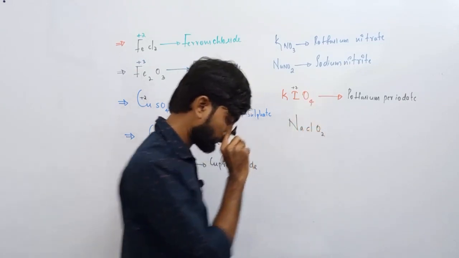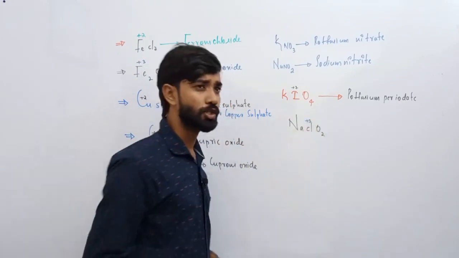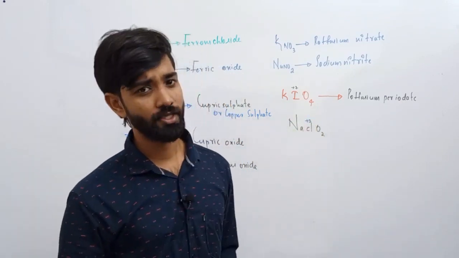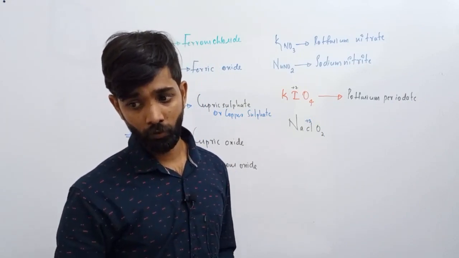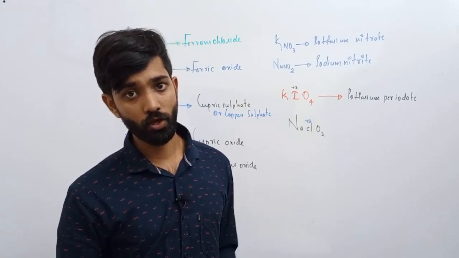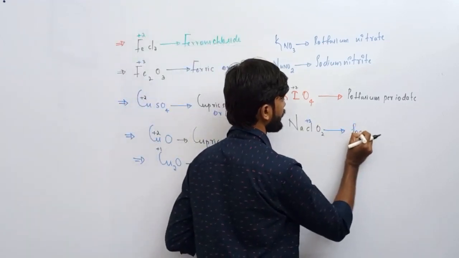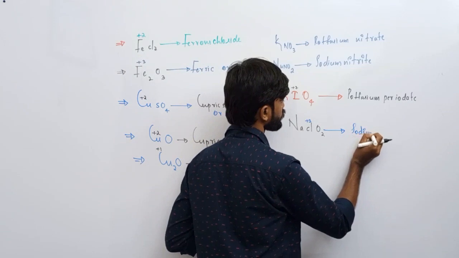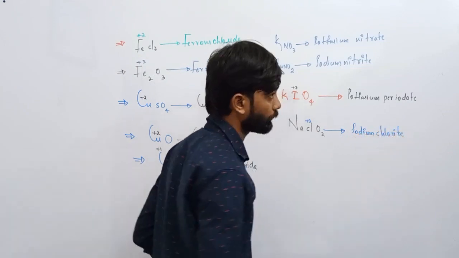The next, let it be NaClO2. What about the oxidation state of your halogen? Halogen is in the +3. +3 is not the most lowest. It is simply lowest. The simply lowest ion has the name halite. Since it is chlorine, it will be chlorite. So with sodium, it will be sodium chlorite. Sodium chlorite. Ready? Okay.